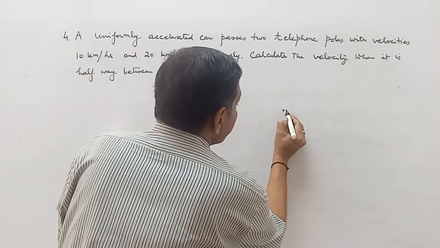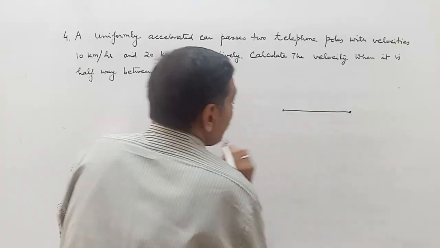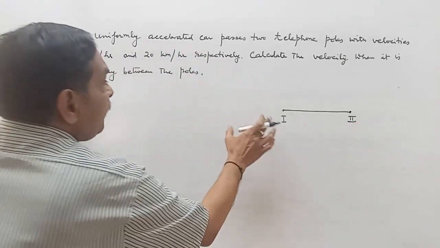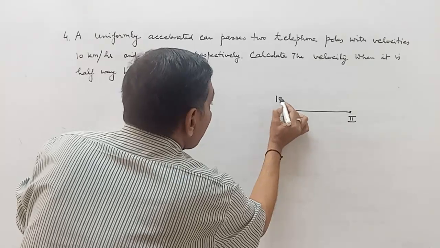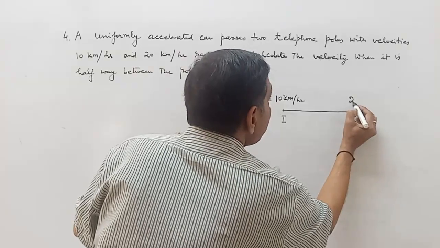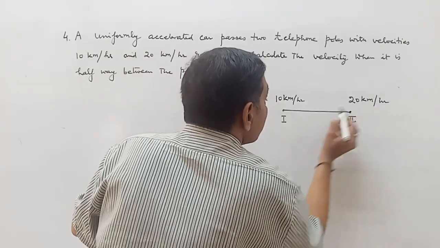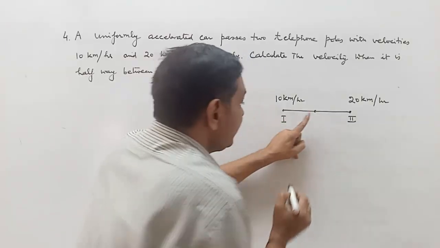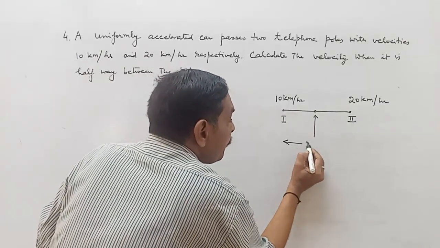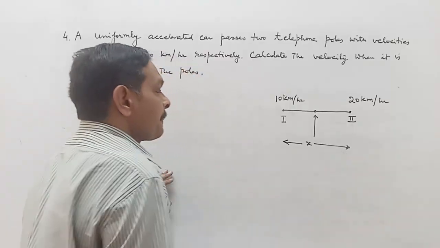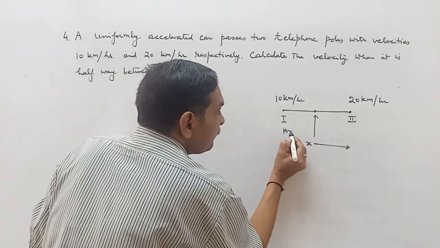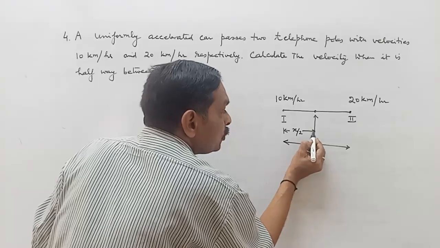Here is one pole, the first pole, and here is the second pole. At the first pole, the velocity is 10 km per hour, and at the second pole, the velocity is 20 km per hour. We want to know the velocity when it is halfway, at this point. Suppose the total distance between the poles is x. Then we want to know the velocity when the distance traveled is x upon 2.